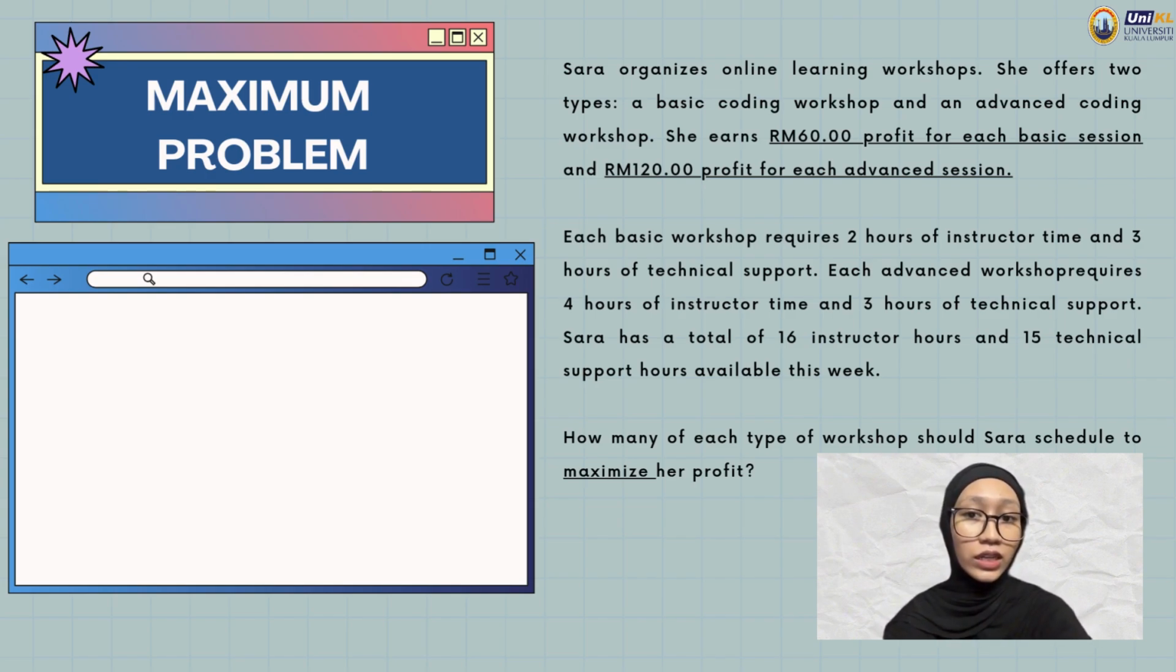Sarah organized an online learning workshop. She offers 2 types, a basic coding workshop and an advanced coding workshop. She earns 60 ringgit profit for each basic session and 120 ringgit profit for each advanced session. Each basic workshop requires 2 hours of instructor time and 3 hours of technical support. As for the advanced workshop, it requires 4 hours of instructor time and 3 hours of technical support. Sarah has a total of 16 instructor hours and 15 technical support hours available this week. How many of each type of workshop should Sarah schedule to maximize her profit?